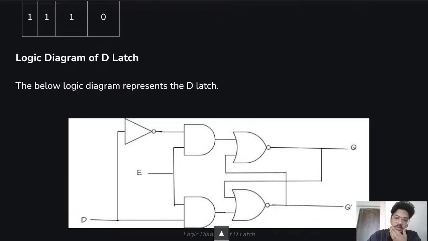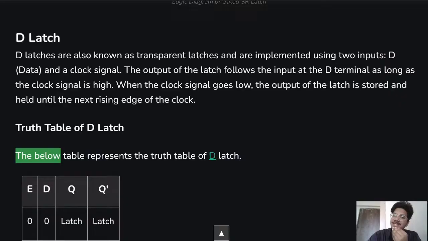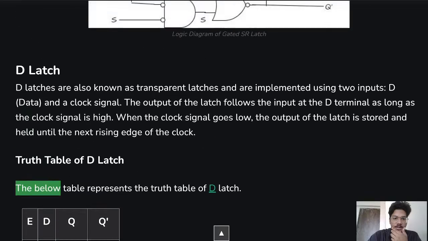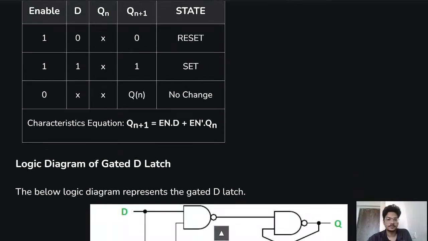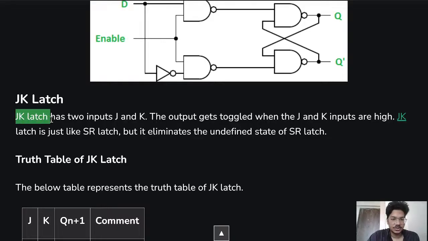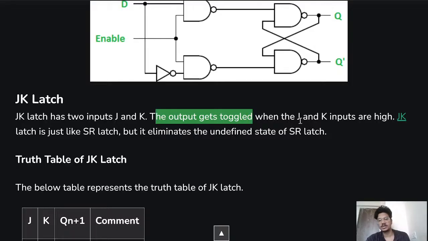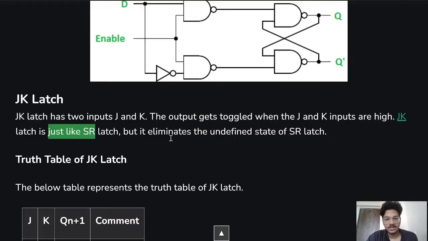So the D latch is known as the transparent latch, in which two inputs are given, one is data and one is the enable signal. When the signal is 1 and data is 0, the output returned at Q and Q dash is 0 and 1, whereas when we provide 1 and 1 on both sides, the output returned is 1 0. Okay, D latch. The JK latch has two inputs, J and K. The output toggles when J and K are both high. It is just like an SR latch, but it eliminates the undefined state of the SR latch.